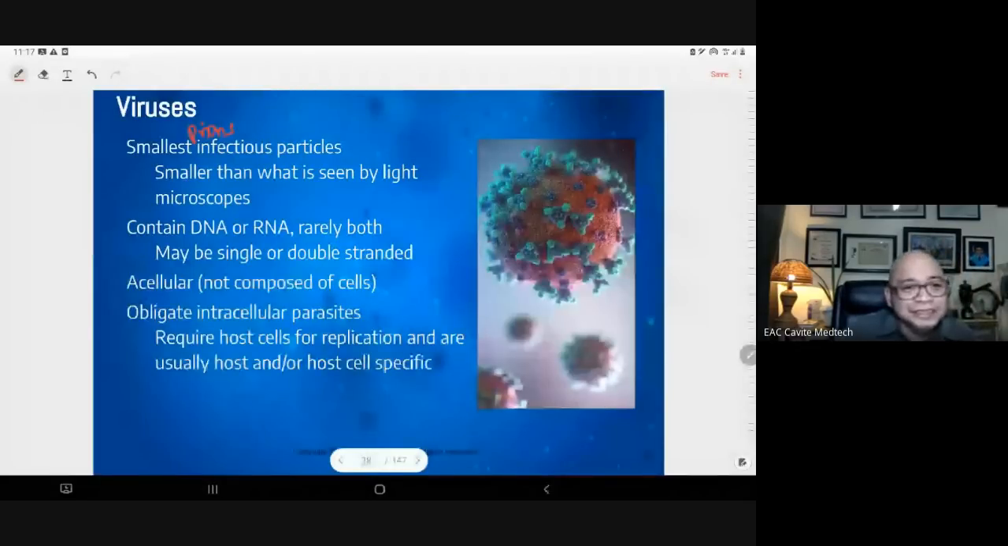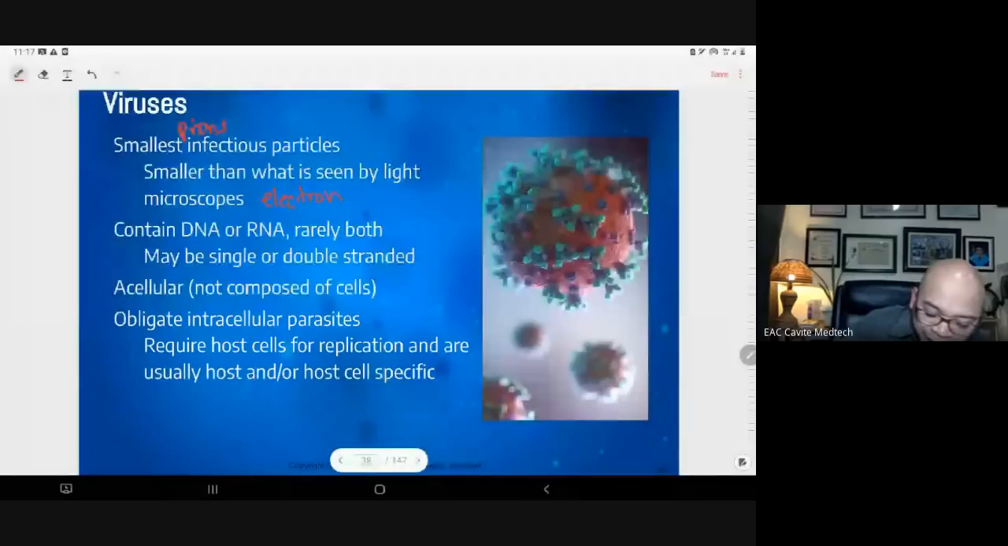Okay, viruses are smaller than what is seen by light microscopes. In fact, you cannot use a light microscope to visualize viruses. You have to use an electron microscope in order for us to see viruses. So viruses are known as filterable agents.